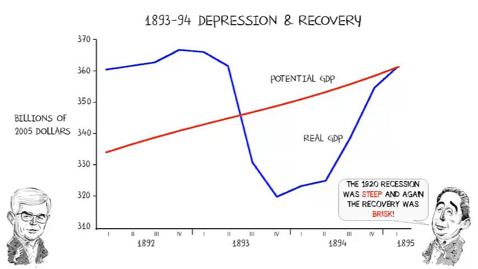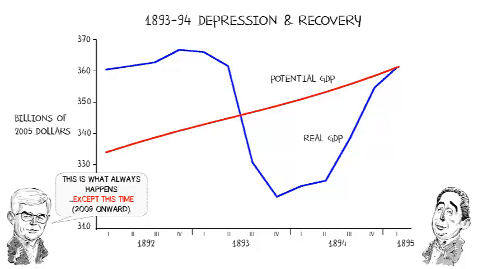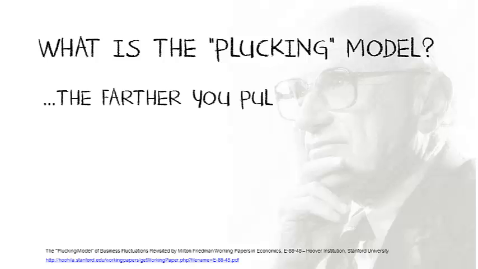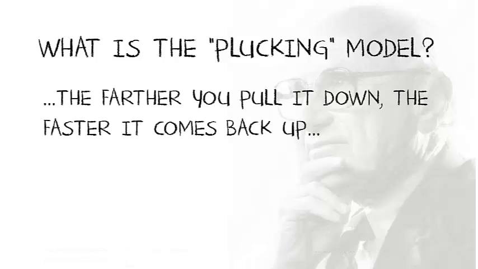Absolutely. Again, it's really what always happens, except for this recent one. We could go through and look at many others, but this gives you the point, I think. And I think Milton Friedman, you've uncovered a working paper he wrote a while back. Well, Milton Friedman wrote originally about the time, in 1982, I believe, something called the Plucking Model. The Plucking Model tried to capture this idea that you'd snap back. You pluck a string on a guitar, you pull it down, and it snaps back. And the further you pull it down, the more it comes back up. At least that's what it seems like.